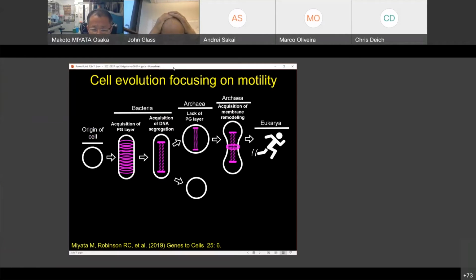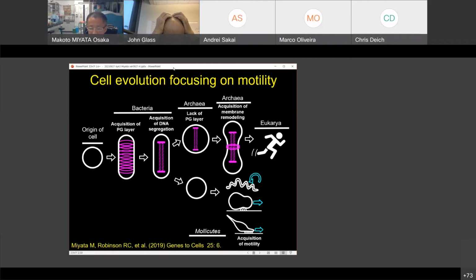And a small group of the bacteria, as you know, quit the peptidoglycan layer to evade the host natural immune system. So they became class Mollicutes. At the same time, they needed to move for survival, so they achieved new types of motility systems, because usually the bacterial motility systems depend on the peptidoglycan layer.